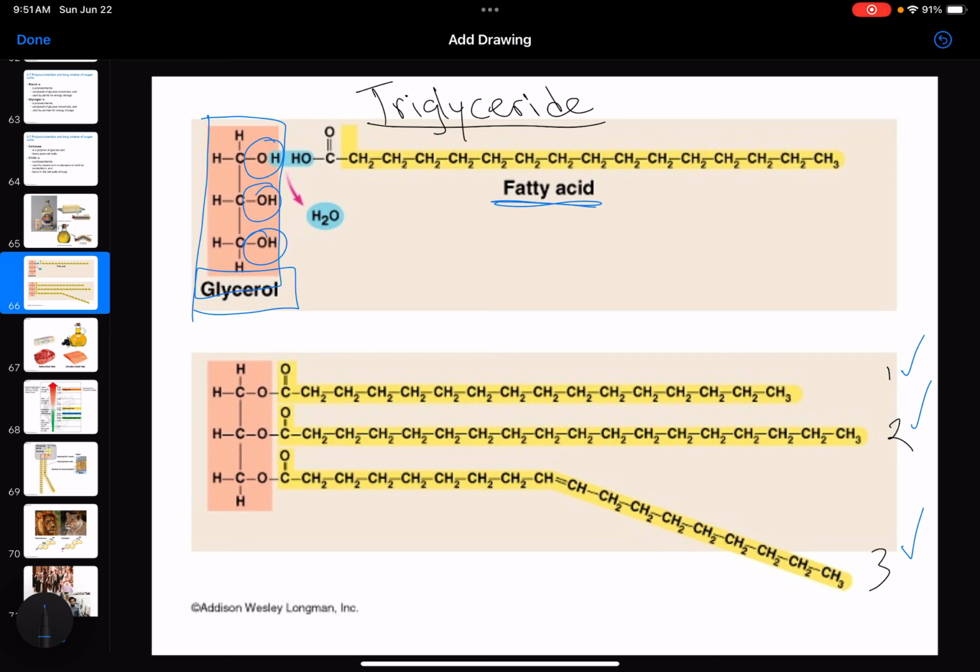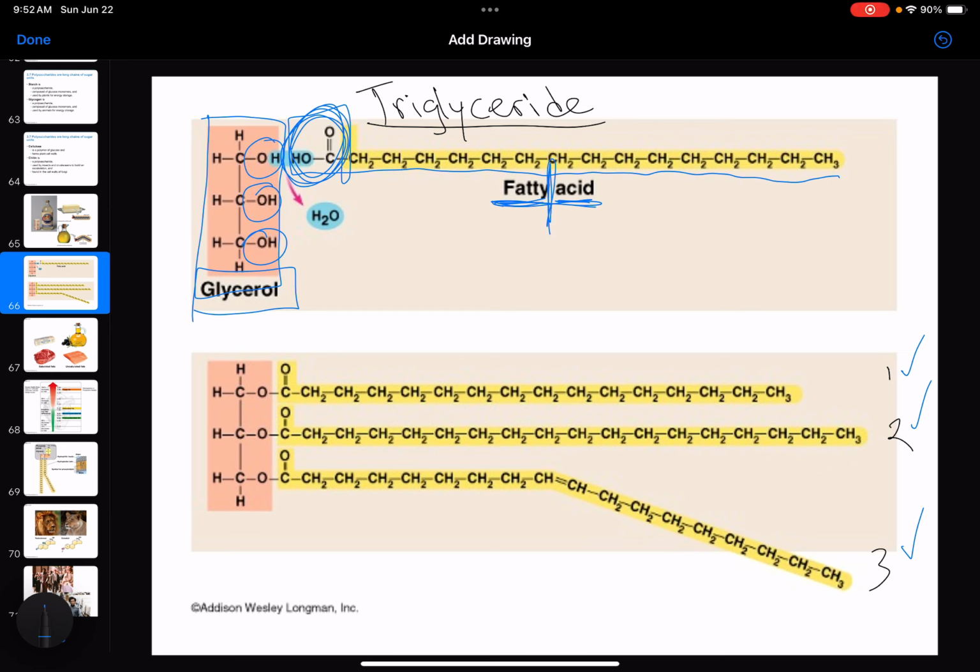Let's look at the fatty acid a little bit more closely. Look at what the fatty acid is made out of. It's just carbons and hydrogens, carbons, hydrogens, carbons, hydrogens, carbons, hydrogens. And then at the very end, it's got this functional group. Do you recognize it? It is called a fatty acid.